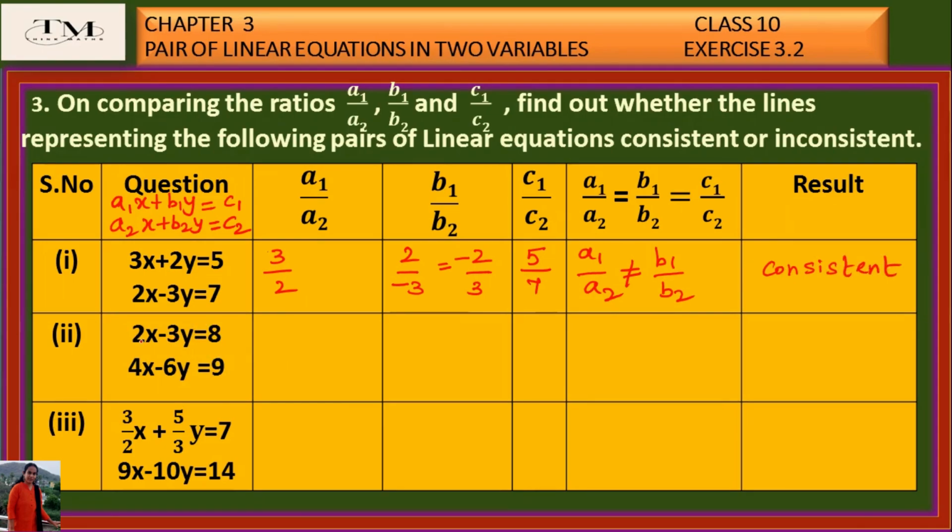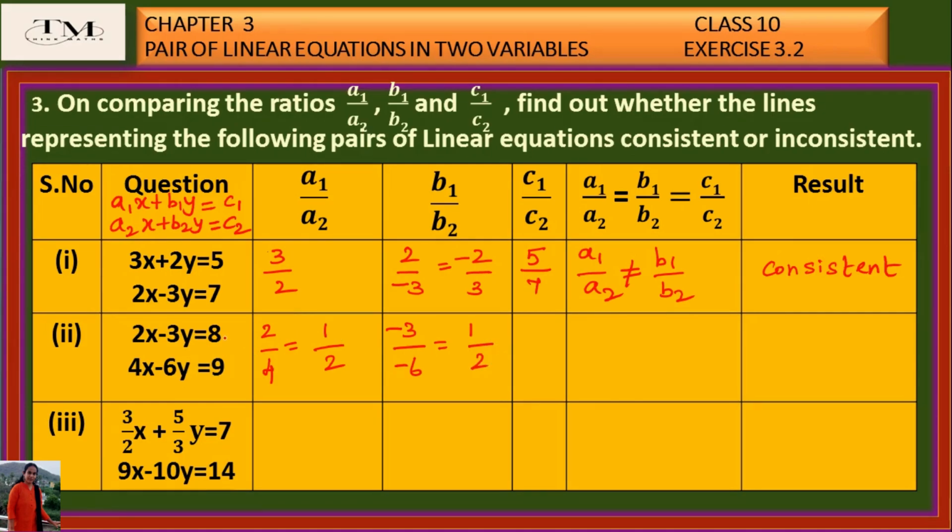So next one, 2x minus 3y equal to 8, 4x minus 6y equal to 9. So here A1 by A2 is 2 divided by 4. So 2 divided by 4 is a multiple of 2. So 1 2s are 2, 2 2s are 4. Next, minus 3 and minus 6. So B1 by B2 is minus 3 divided by minus 6. Both the minus gets cancelled and both are divisible by 3. So 1 3s are 3, 2 3s are 6.